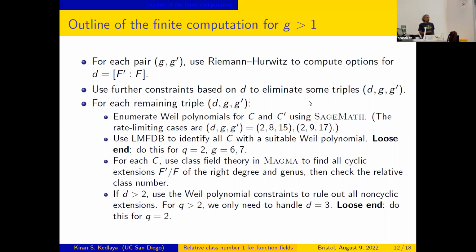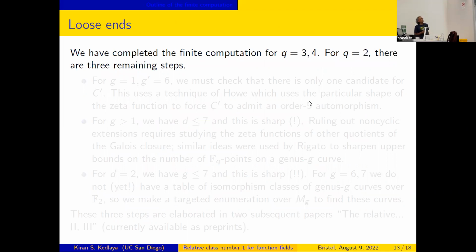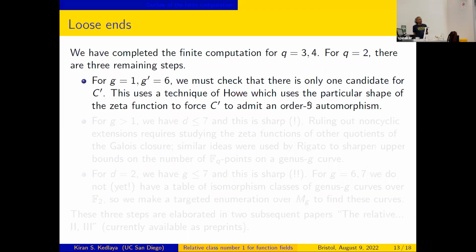For Q greater than 2, it turns out you only have to worry about degree 3 extensions, and this is not so difficult. I'll say something about the Q equals 2 version when I talk about loose ends, which is now. If you look at the paper I'm presenting, I've done it end to end for Q equals 3 and 4, but for Q equals 2, there are a couple of loose ends, namely the following. For G equals 1, G prime equals 6, I need to find all the genus 6 curves with a particular Weil polynomial, and Everett has a nice technique that uses the particular shape of this to force there to be an order 5 automorphism of C prime, more or less.